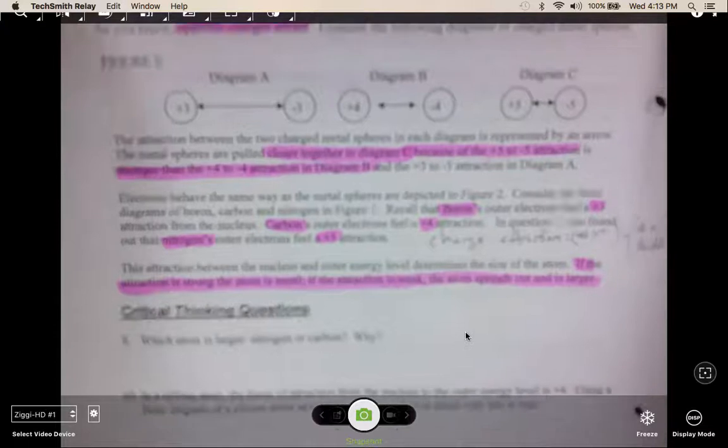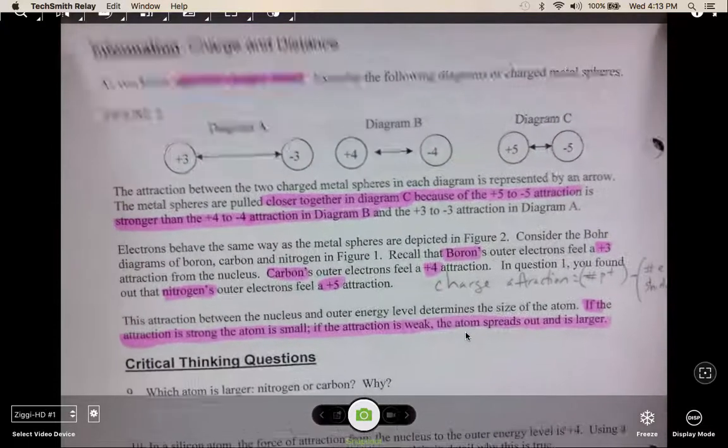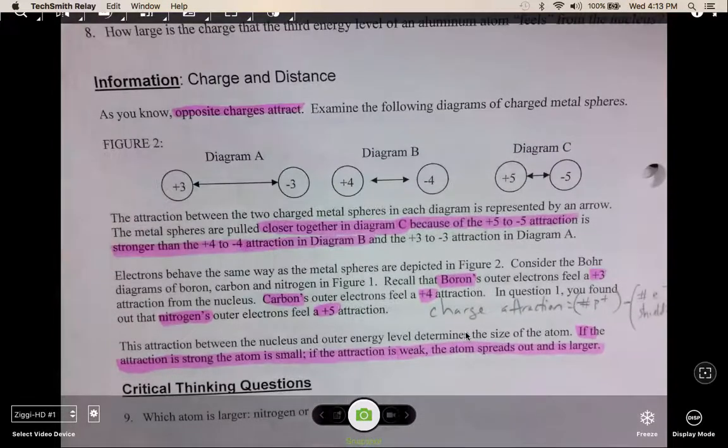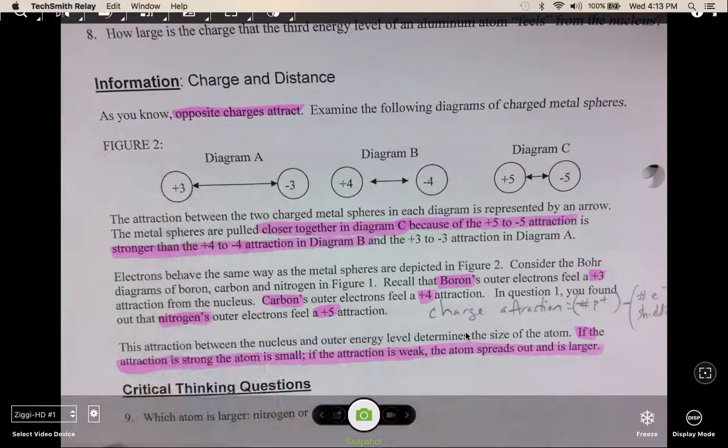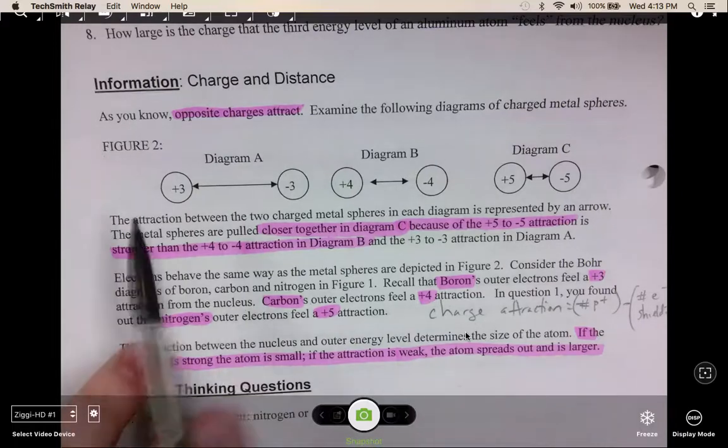So the next section is charge and distance. The first thing I've highlighted is opposite charges attract. So that's like our magnet again. You put a positive to a negative and they'll stick together. Same kind of thing here.